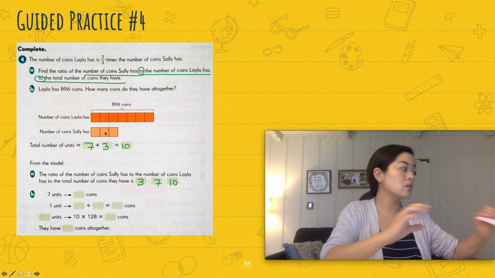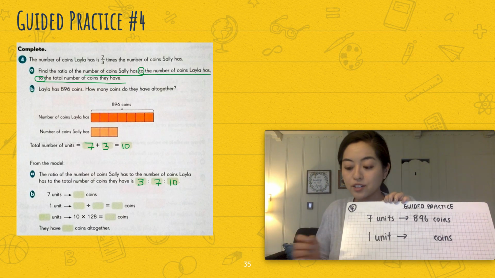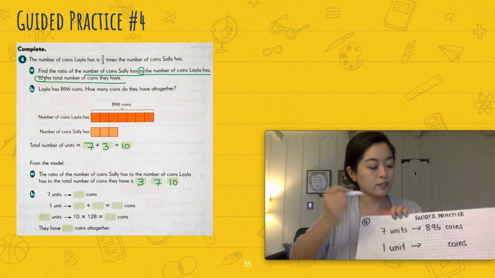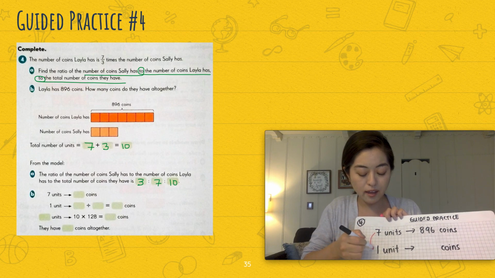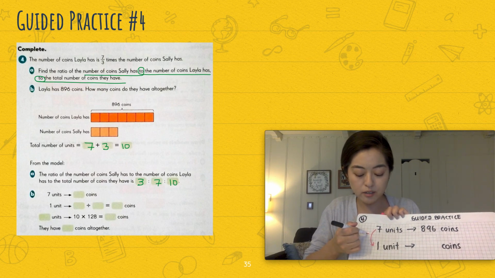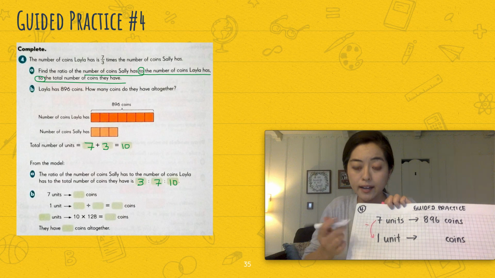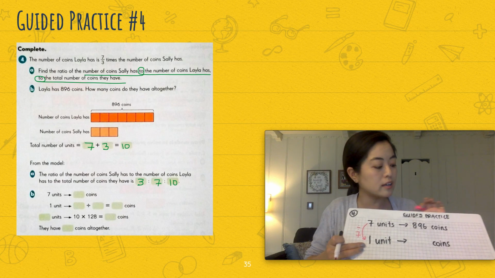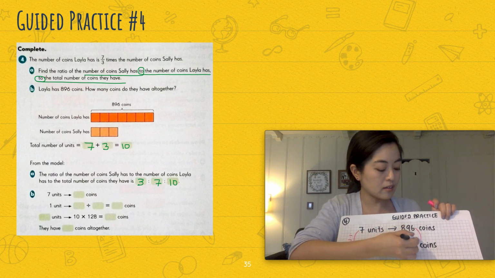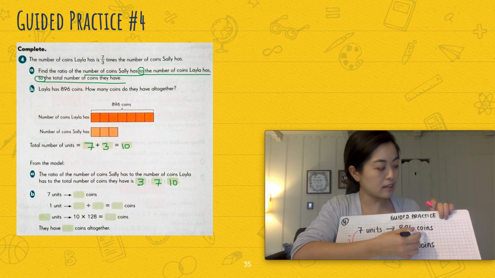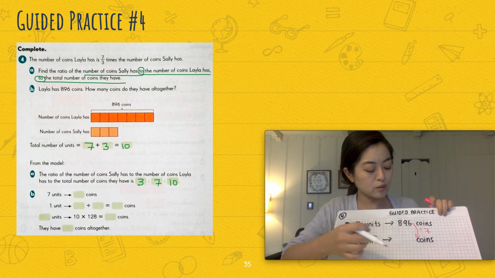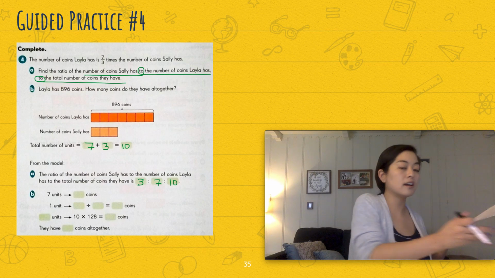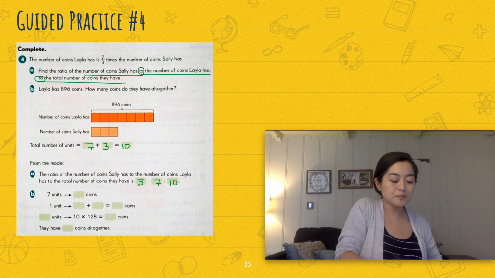So we know Layla has 7 units, and 7 units represent 896 coins. How did I get from 7 to 1? Well, it got smaller, so I have to divide. I divide a number by itself if I want it to equal 1. I have to do the same thing on the other side and divide this side by 7. I don't know this off the top of my head, so 896 divided by 7, I'm going to do it here.